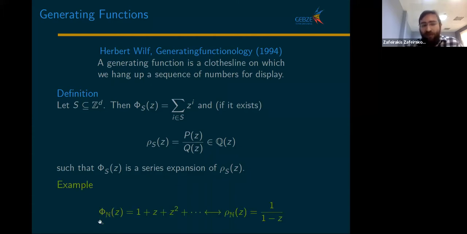Now, the example that we had before was that of natural numbers. The formal power series is this, and it's easy. I mean, this is the geometric series expansion formula. We know that this rational function has this as a series expansion. So this is the rational generating function for the natural numbers, 1 over 1 minus z. And essentially, that's the only one we will need to do the geometric things we want to do.